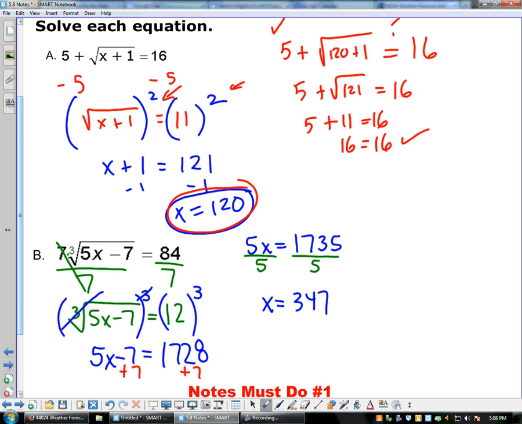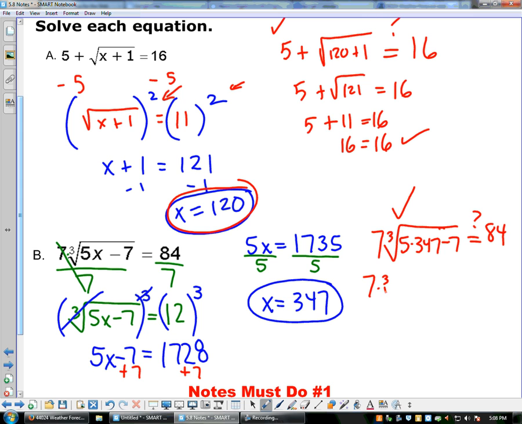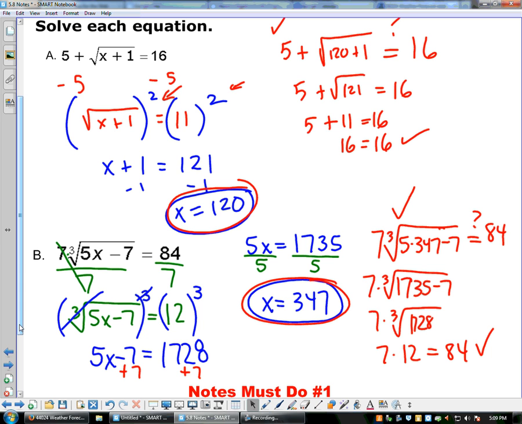Now, again, I want to always check this. Since I did raise it to an odd power, it should work. Usually even powers is where we have trouble, but it's still always good to do a quick check to make sure that this works. So I would say, is 7 times the cube root of 5 times 347 minus 7 equal to 84? So again, I'd have 7 times the cube root of 5 times 347 is 1735, minus 7, so 7 times the cube root of 1728, which is 7 times 12, which is 84. So this works, and my solution is good, that x is equal to 347.